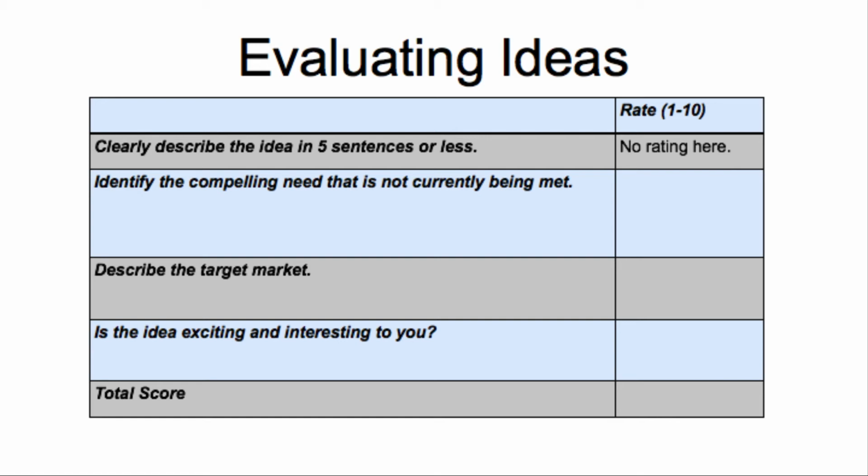So first, we want to clearly describe the idea in 5 sentences or less. We don't need to score this part. After that, we're going to identify the compelling need that is not currently being met. We're going to describe the target market. So who are we trying to sell this item or service to? Is the idea exciting and interesting to you? And then we want to put together our total score. So let's see this in action.